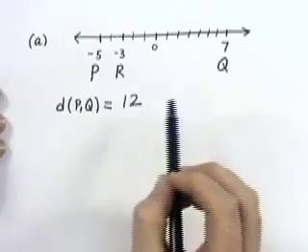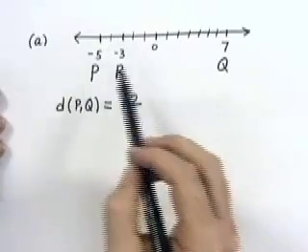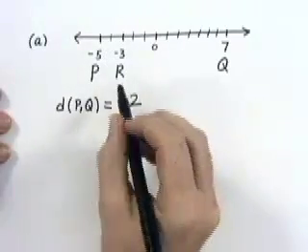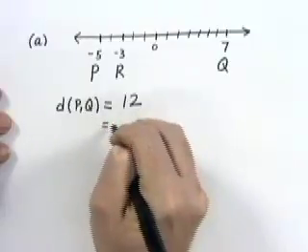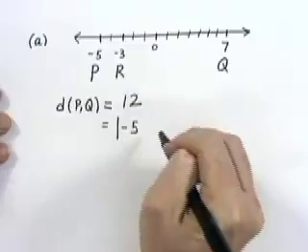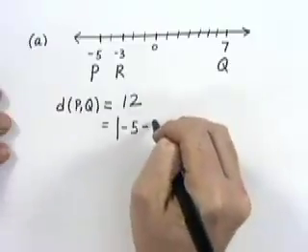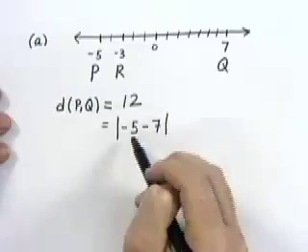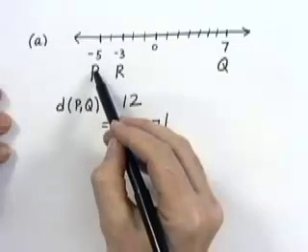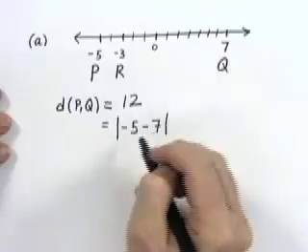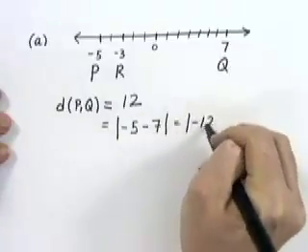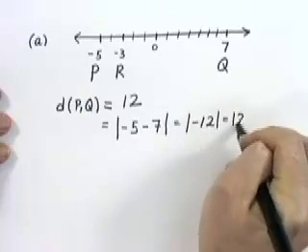Now, is there any way that I could find that result without having to draw a real number line and count the number of tick marks? And the answer is yes. To find the distance from P to Q, I could take the absolute value of the P value, which is -5, and subtract from that 7. So the absolute value of A minus B, where A is the point P and B is the point Q. So the absolute value of -5 minus 7 is the absolute value of -12, which is 12.